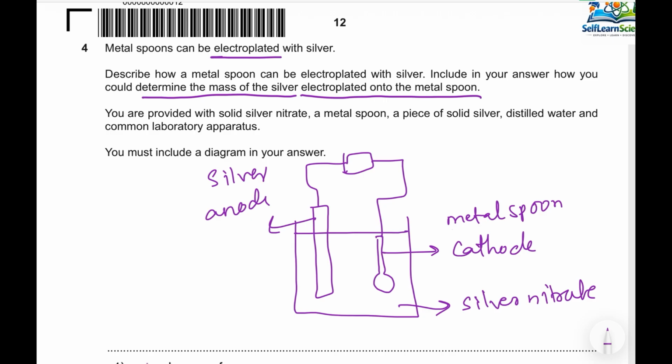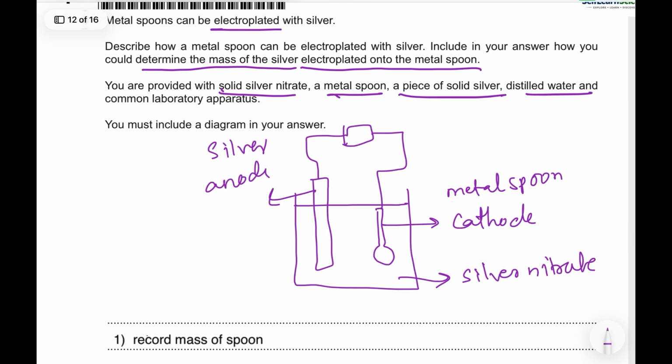You are provided with solid silver nitrate, a metal spoon, a piece of solid silver, distilled water, and common laboratory apparatus. You must include a diagram in your answer. So they have also provided us with the space, and hence we have to draw the diagram of electrolysis. In electroplating, on the cathode we have the object, and the object here is clearly mentioned, that is the metal spoon. So we have to draw a spoon and label it as cathode. The anode will be the metal which we have to use for electroplating, that is silver. So it will be a silver anode.